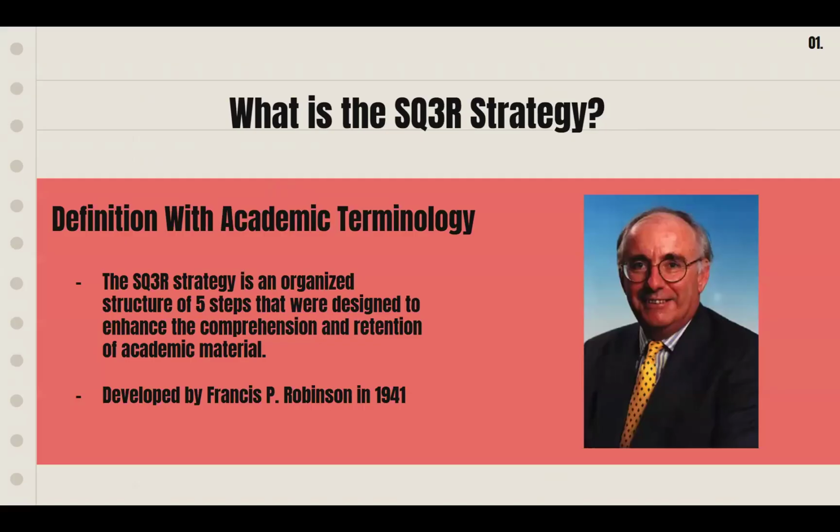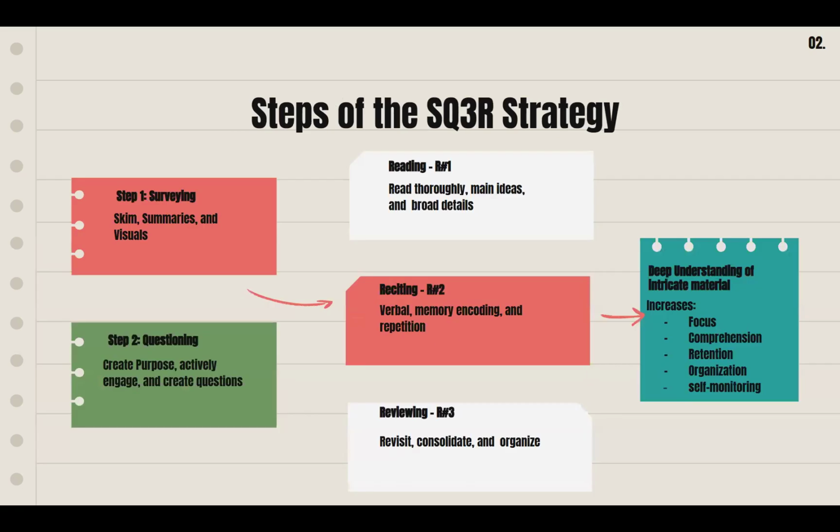So what is the SQ3R strategy? The SQ3R strategy is an organized structure of 5 steps, which is surveying, questioning, reading, reciting, and reviewing. The SQ3R encourages the use of metacognitive monitoring and active processing, which necessitates deep thought for more complex academic information. It was designed to enhance the comprehension and retention of academic material. This was also developed by Francis P. Robinson in 1941.